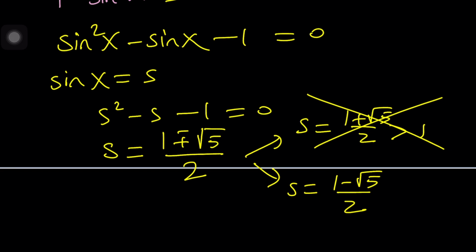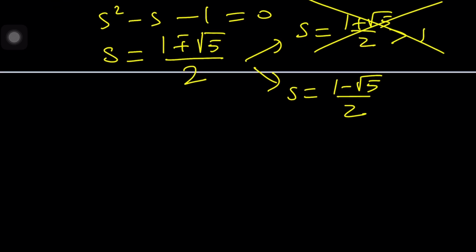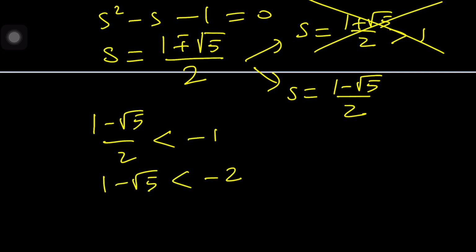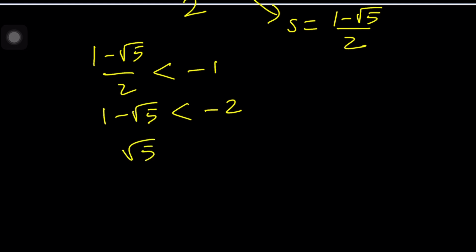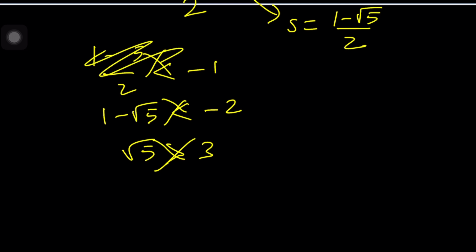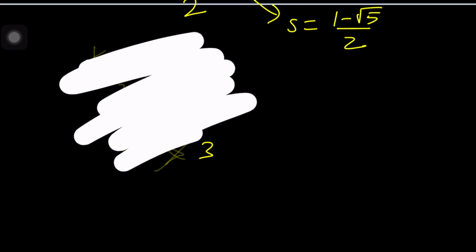What about this one? Could this be less than negative 1? Now, think about it this way. In order for this to be less than negative 1, 1 minus root 5 needed to be less than negative 2, and root 5 needed to be greater than 3. But that's not true. Therefore, all of these are false. Make sense? Because they're kind of like double-sided, or we can go in either direction.